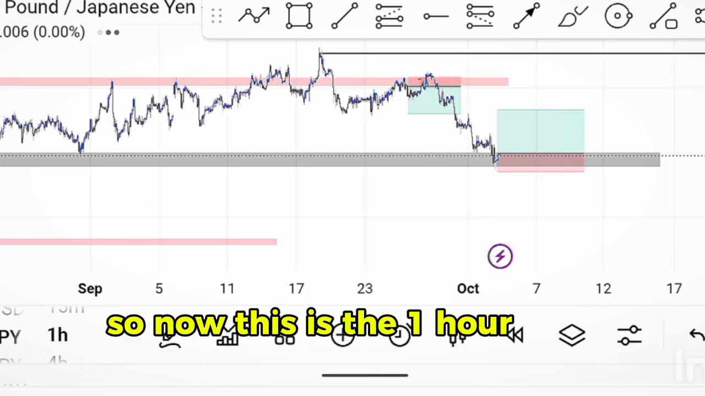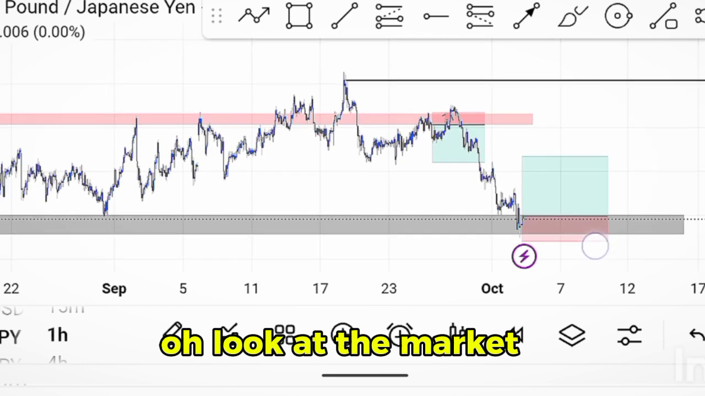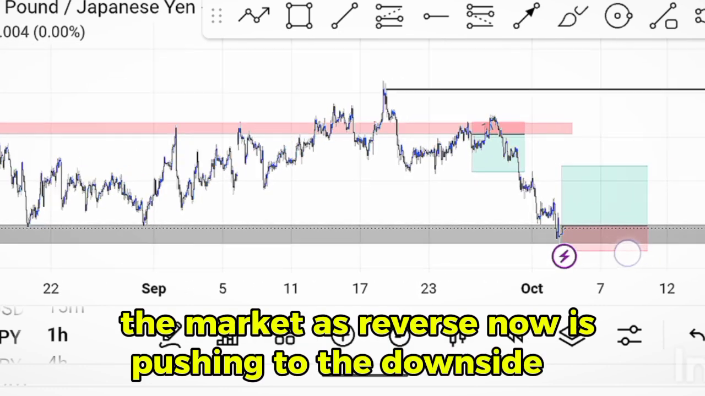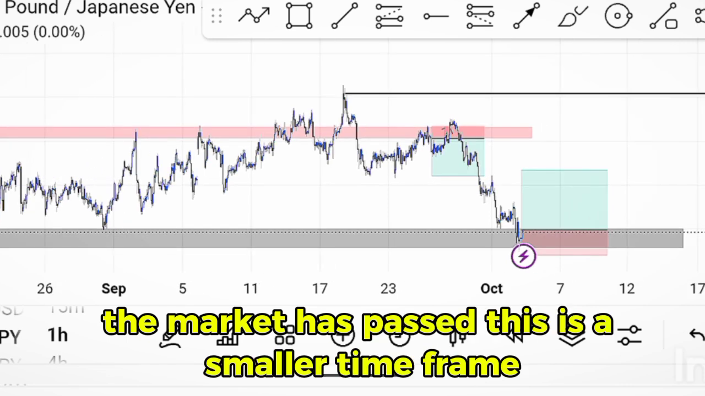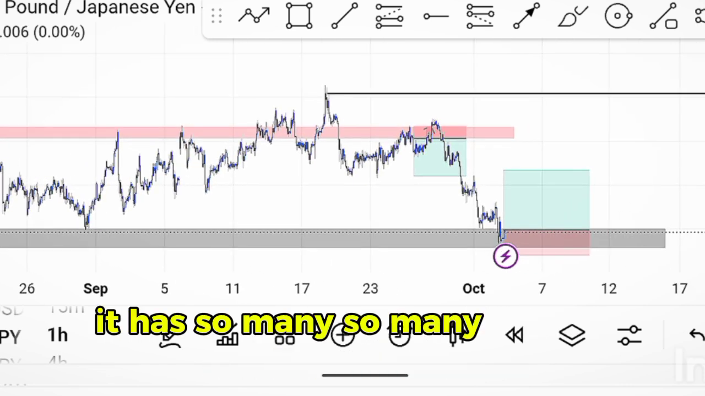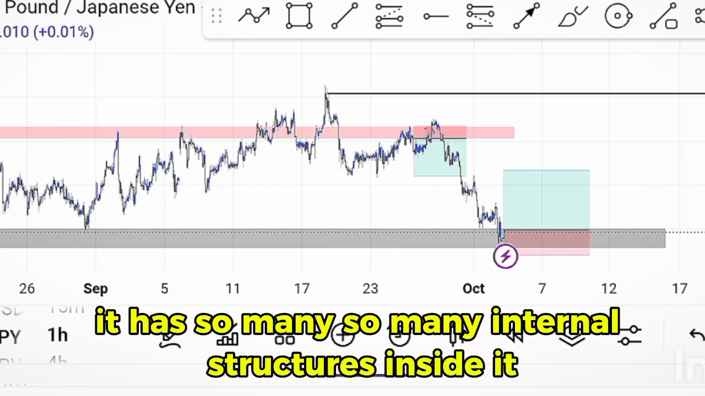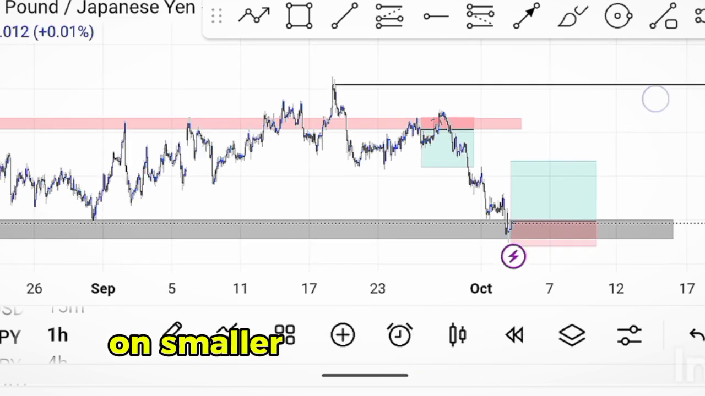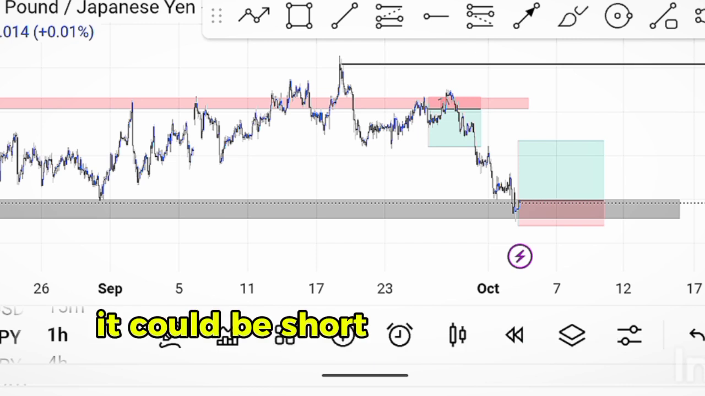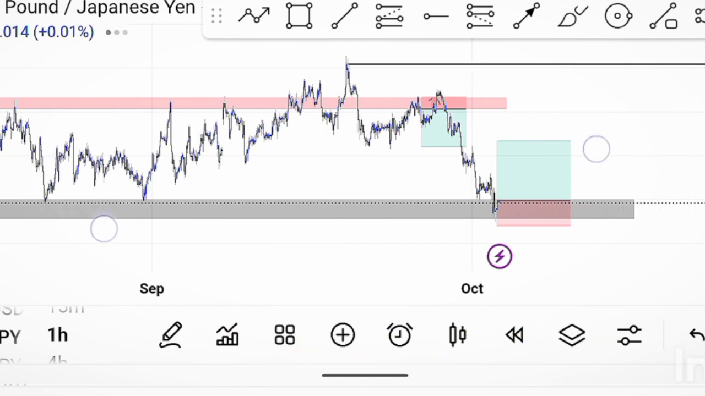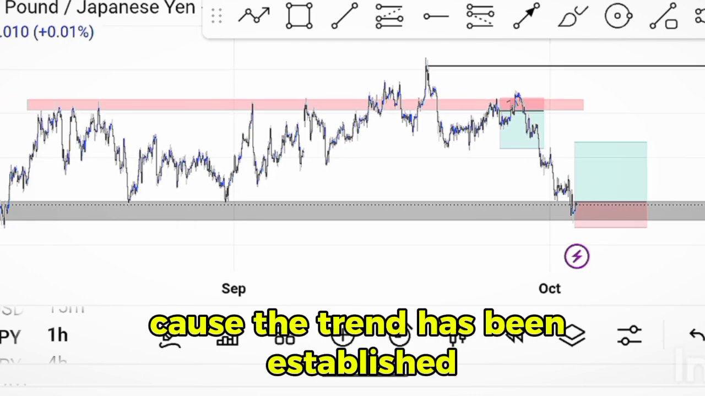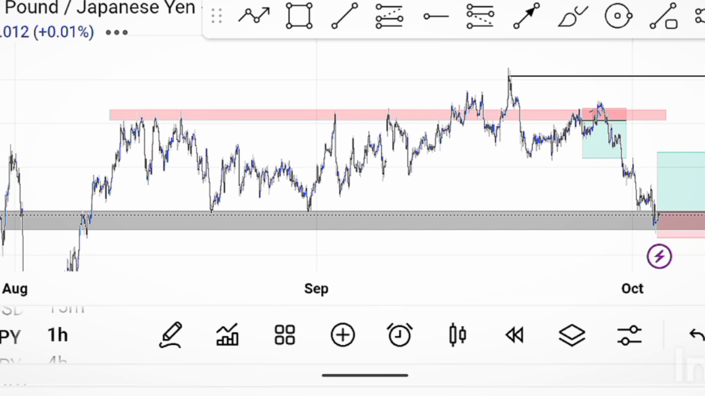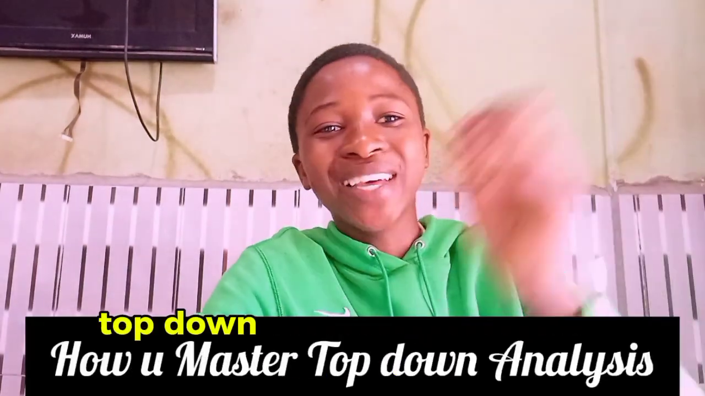So now this is the 1-hour chart. You can't just say, oh look, I guess the market has reversed, now it's pushing to the downside. This is the smaller time frame. It has so many internal structures inside it. Maybe when you want to scale in sales on a smaller time frame like this, it could be short-term sales and not long-term sales, because it's not going to last for long, because the trend has been established. Something must happen in the market for that trend to literally change. You get that? And that's exactly how you master that top-down analysis.